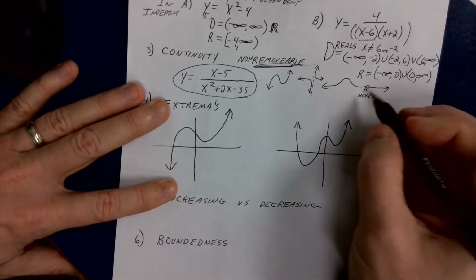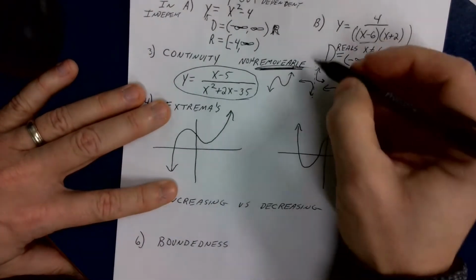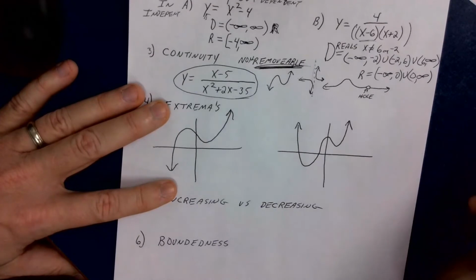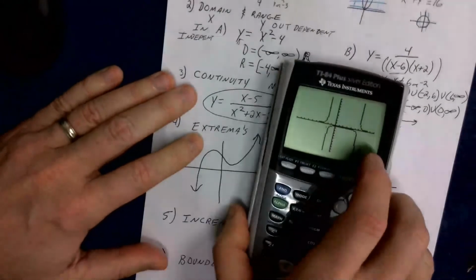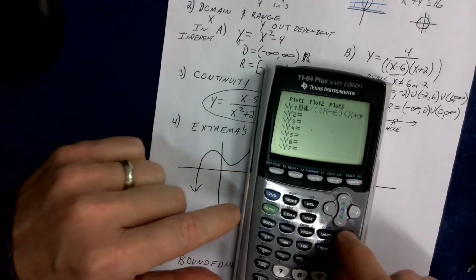Okay, so there's a hole, and that's what we consider removable. Non-removable is like an asymptote. Removable is where there's a little hole in there. Okay, so why does this thing give us a hole? Watch real quick. I go to my y equals, and I'm going to clear all that out.